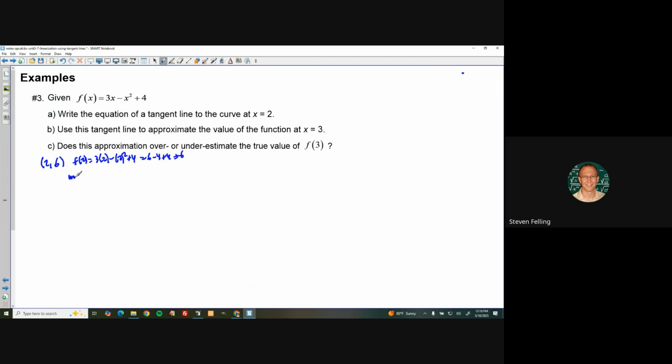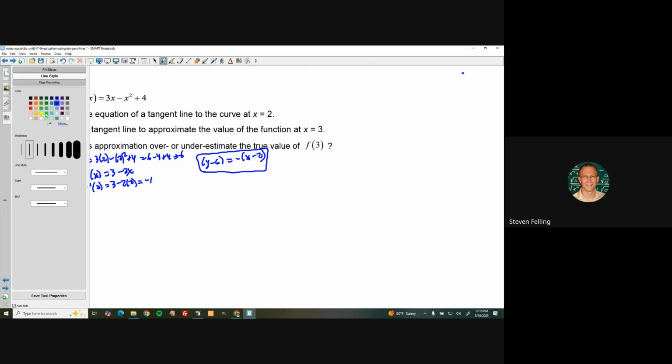For the slope, I'm going to compute the derivative, right? It's going to be the derivative, which is 3 minus 2x. So the derivative at this point of tangency when x is 2 is 3 minus 2 times 2, which would be negative 1. And then I can write an equation of a tangent line. Y minus 6 equals negative 1 times x minus 2. There's the equation of the tangent line. Don't have to solve it yet.